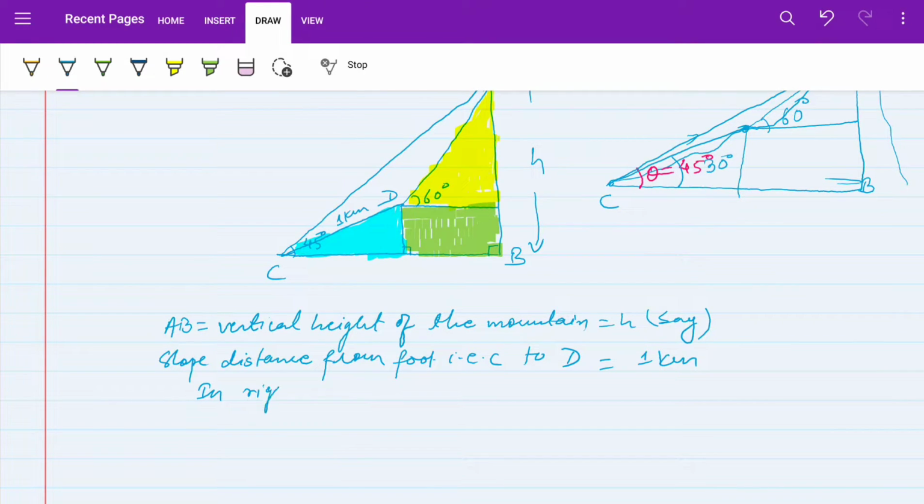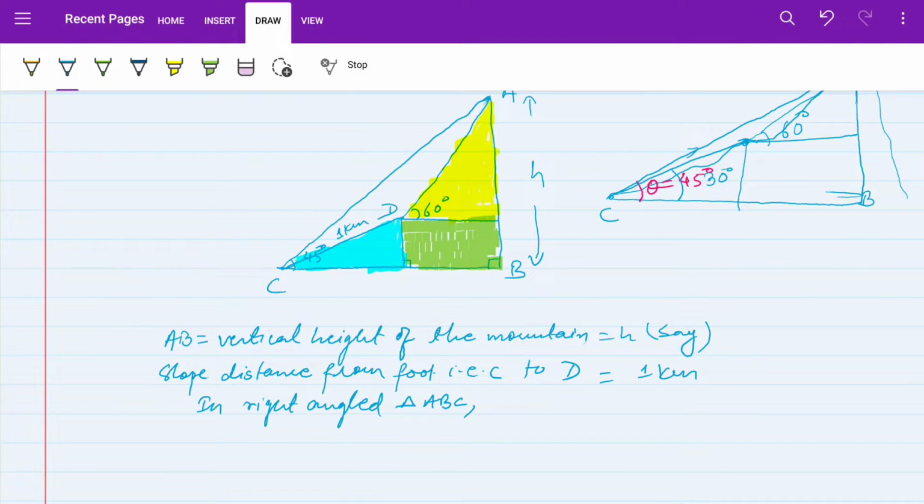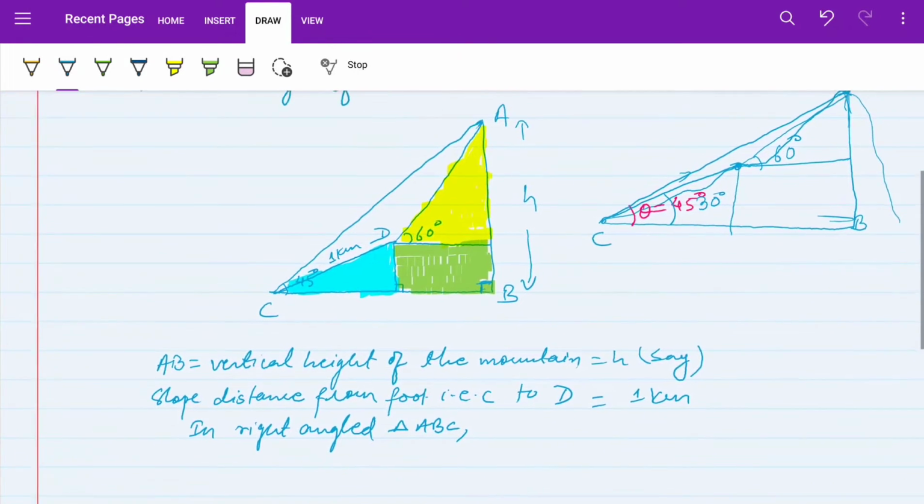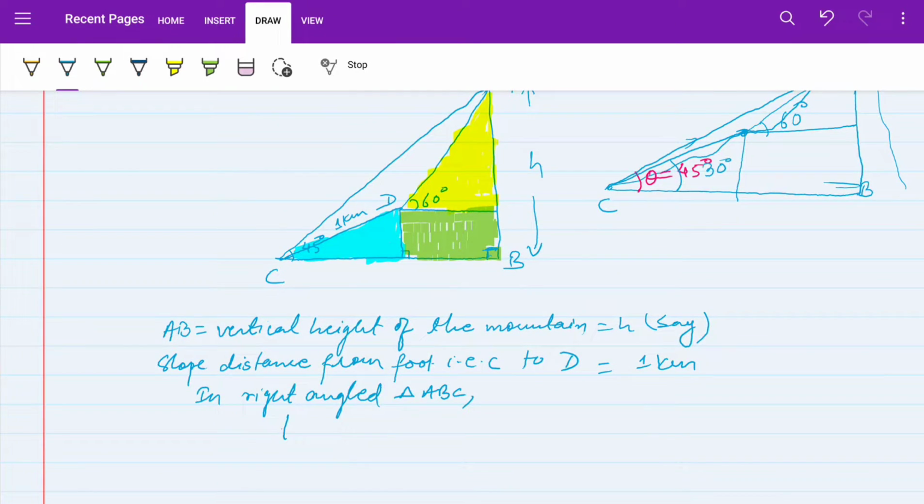In right angled triangle ABC, here we have 90 degrees at B, so obviously AC is going to be the hypotenuse for that triangle, and we have tan 45 degrees. So let's take tan 45 degrees.